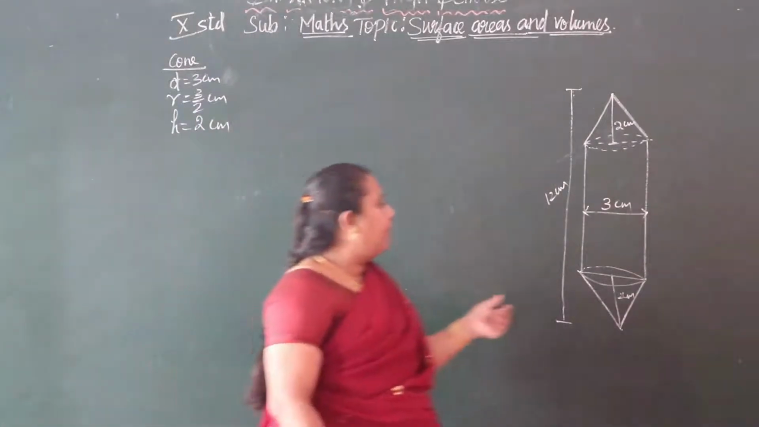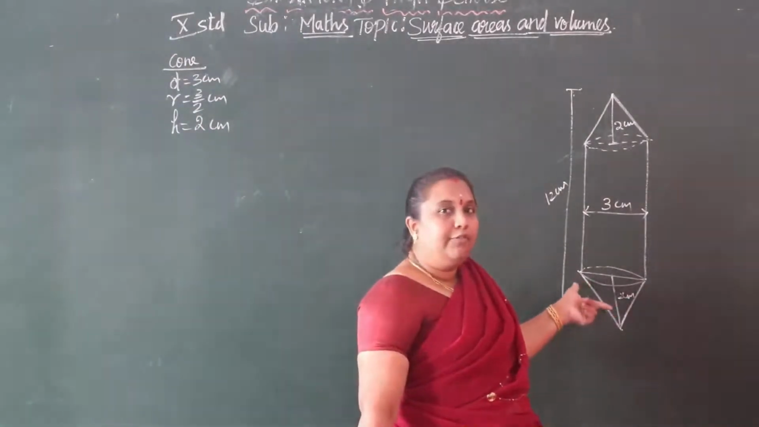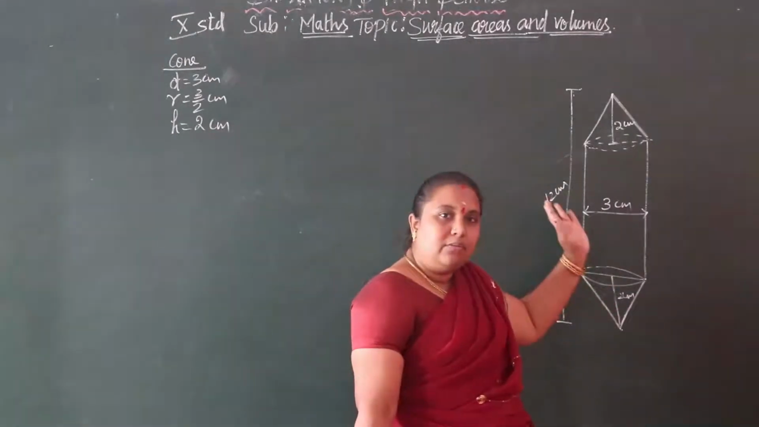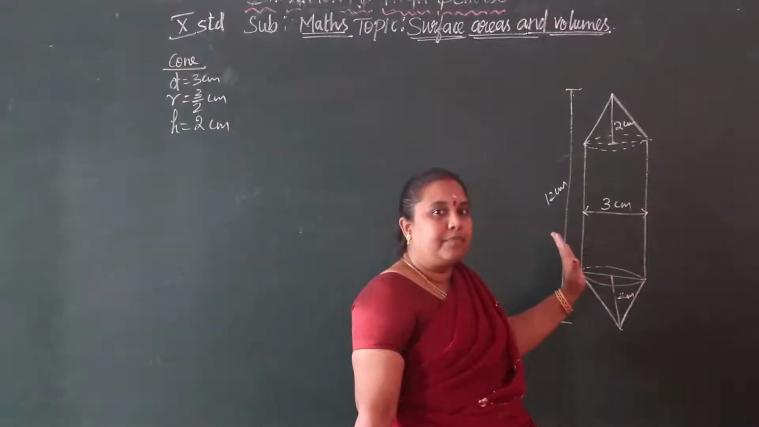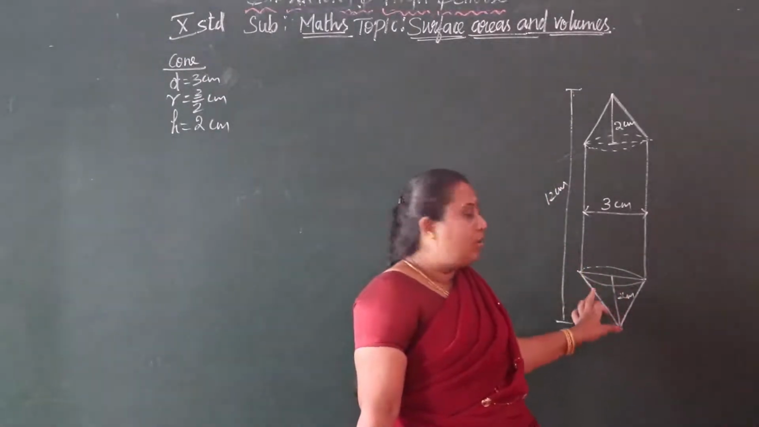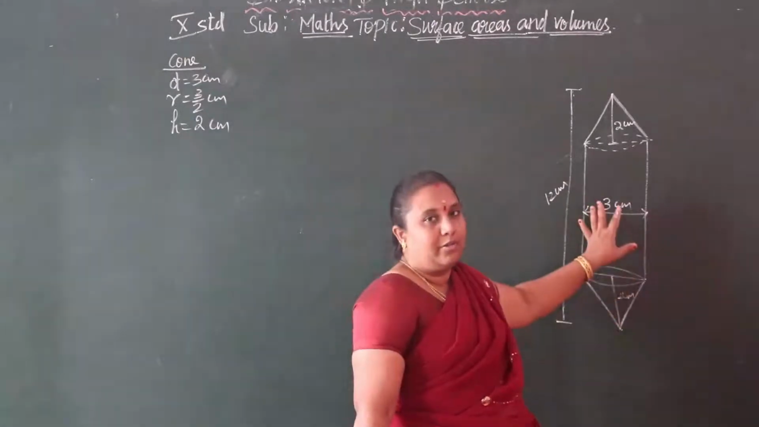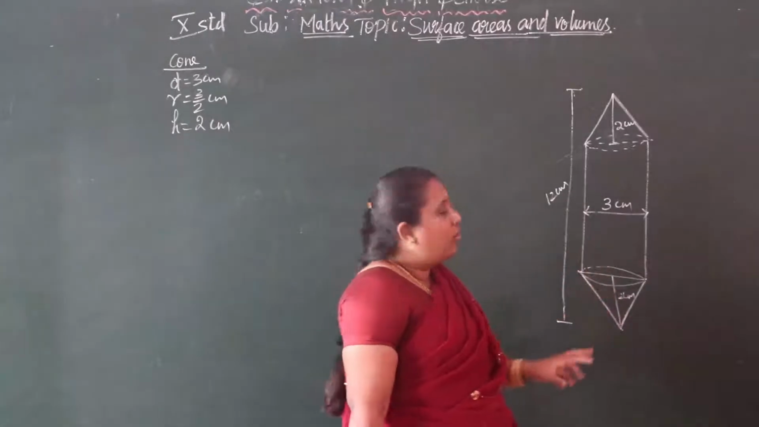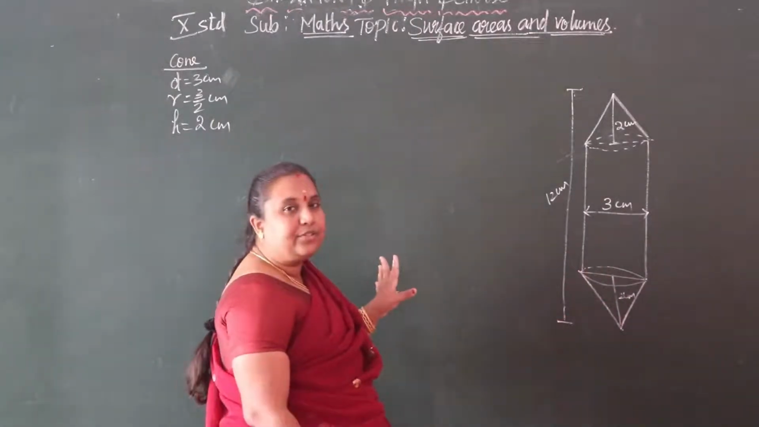There is no need to find l here. If you want l, it is for the surface area. In volume, there is no need to find l in this question. We want to find the inside volume now. So 1 by 3 pi r square h is the formula, and we know r and h here.